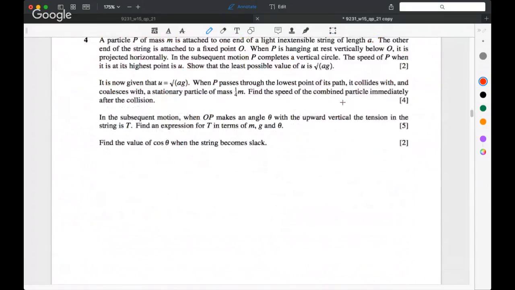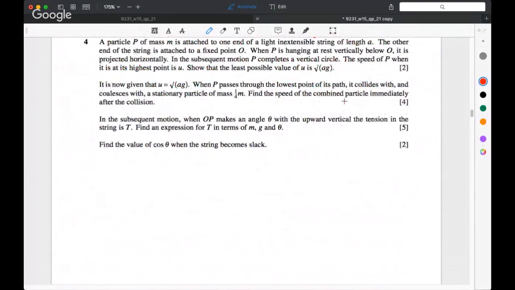Cool. So let's now move on to 4. Yeah, we're just checking for time. Okay. A particle of mass m is attached to one end of a light inextensible string of length a. The other end of the string is attached to a fixed point O. So O, its length is a. P is hanging at rest vertically below O. Right, I've drawn that. Luckily, it's projected horizontally, so it's projected this way at a speed we don't know, so that should be 90 degrees. It's horizontal.